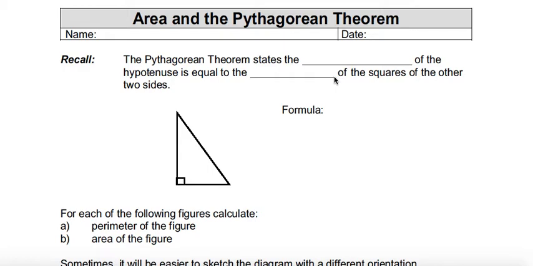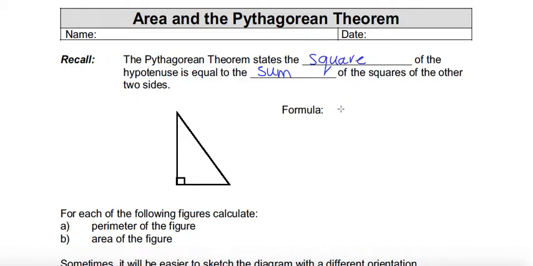Area and the Pythagorean theorem. If you recall, the Pythagorean theorem states the square of the hypotenuse is equal to the sum of the squares of the other two sides. And if you're like me, you are singing that song in your head right now. A squared plus b squared is c squared.